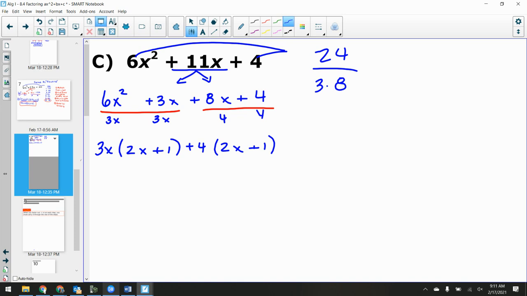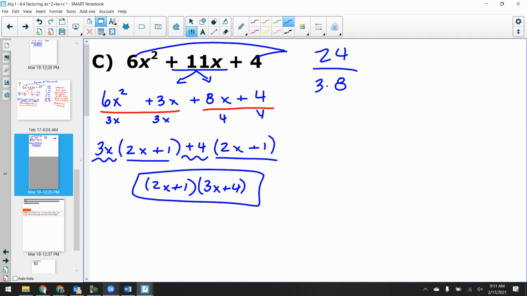Sweet. 2x plus 1, 3x plus 4. We start to get the hang of this a little bit. A little bit. Keep it going.